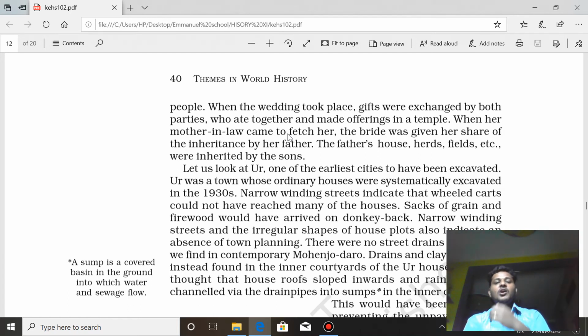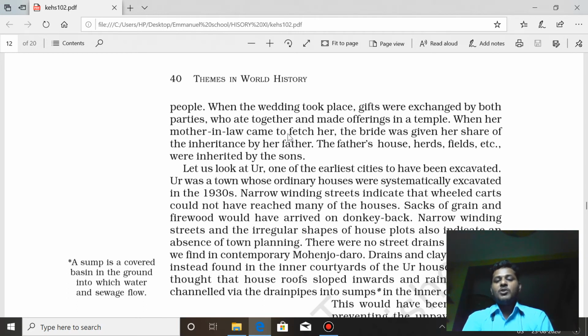Then we went on to talk about the excavation and urbanization of Ur, in which we talked about narrow winding streets where wheeled carts were not allowed to reach the main houses. Thus, the sacks of grain and firewood would have been carried on donkey back. The narrow streets and irregular shapes of the houses indicate the absence of town planning. This is just the opposite of Mohenjo-daro.